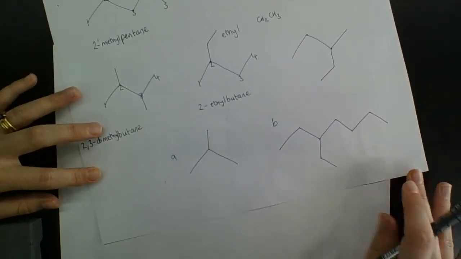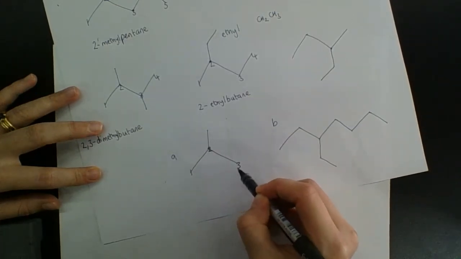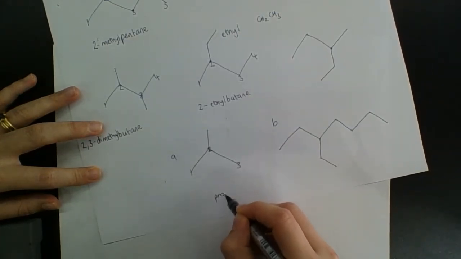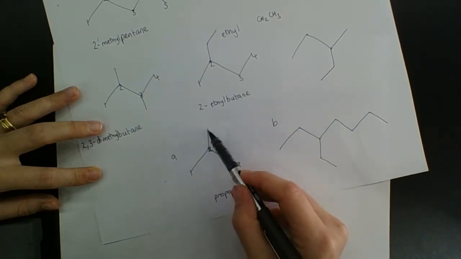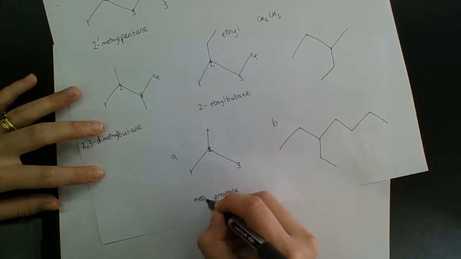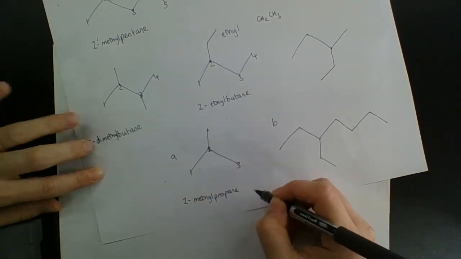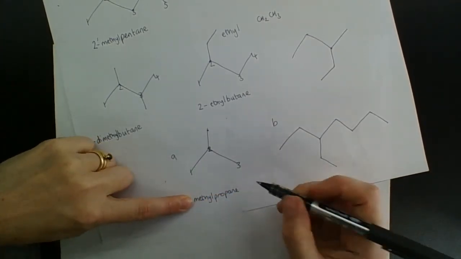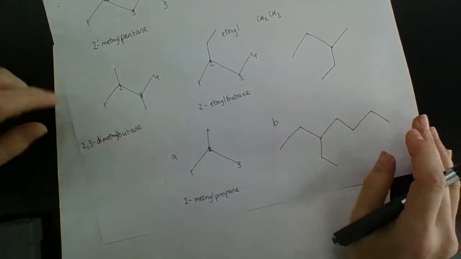So if we look at A, we've got 1, 2, 3. So this is propane. This will be a methyl group, and it will be 2-methylpropane. You don't actually need that 2 there because we can't put the methyl group in any other position.